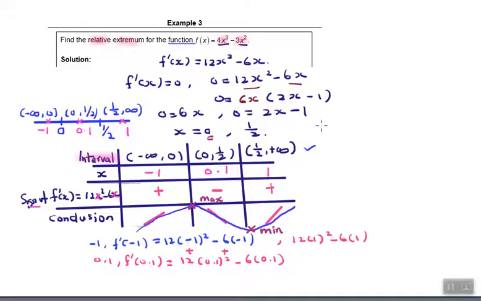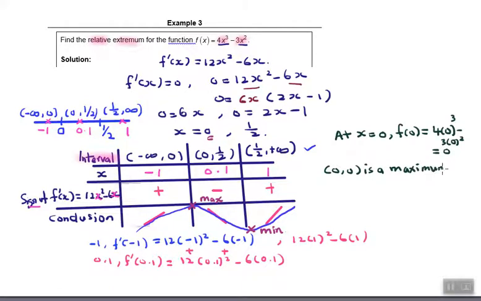Substitute 0 into the function f x. So we say at x equals 0, f 0 is equal to 4 times 0 cubed minus 3 times 0 squared, which is equal to 0. So therefore (0, 0) is a maximum point.